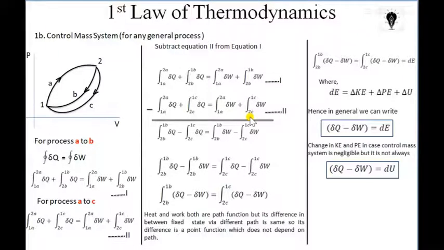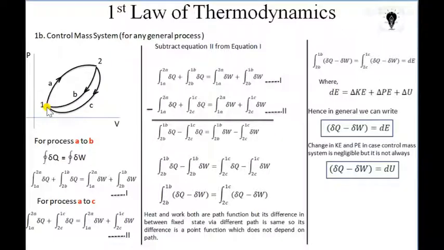Hello class. In this lecture we will see the first law of thermodynamics for a controlled mass system, but this law is for any general process. In the previous lecture we saw the first law of thermodynamics for a cyclic process. But not all processes will be cyclic. There may be a single process also.